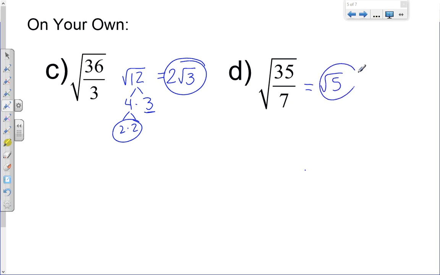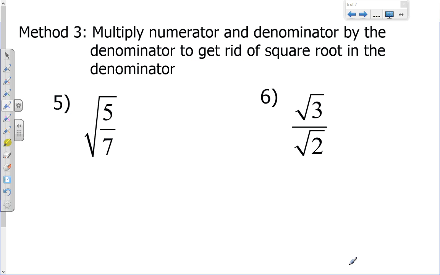Ladies and gentlemen, we said there were 3 methods, correct? So we're ready to move on to method number 3. I saved the best for last. All right. So ladies and gentlemen, we're going to end up asking those same questions and still be violating our rules. So we've got to figure out what are we going to do to make sure that we don't have a fraction under the radical and that we don't have a radical in the denominator.